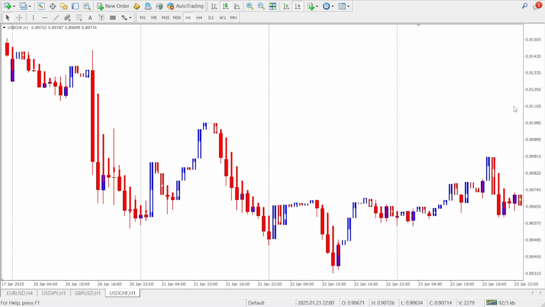Make sure your chart is clean and you are only looking at the Heiken Ashi candles. If you need, you can add other indicators to confirm your trades, but for now we are focusing on the power of the Heiken Ashi alone.